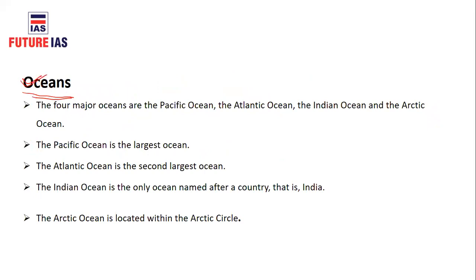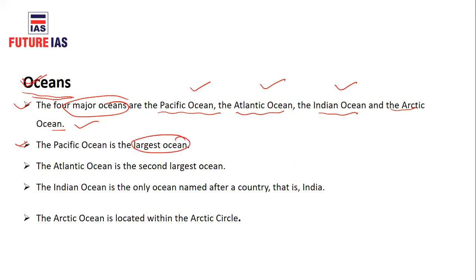Now let's understand the oceans. The oceans are that portion of the earth which is very extensive and predominantly covered by water. There are four major oceans on the earth, named the Pacific Ocean, the Atlantic Ocean, the Indian Ocean, and the Arctic Ocean. You can find these four oceans easily on the map of the world. Among all these four oceans, the Pacific Ocean is the largest. The Atlantic Ocean, which is in an S shape, is the second largest.